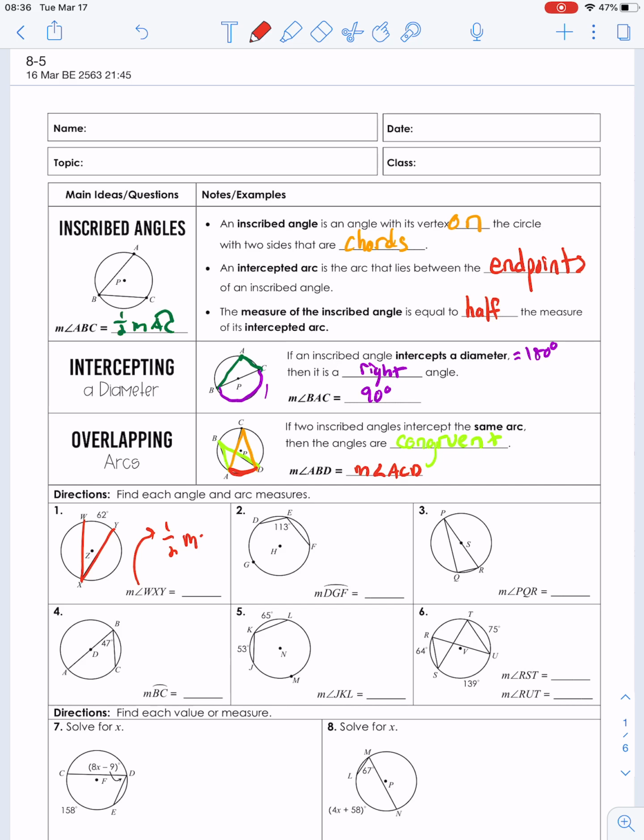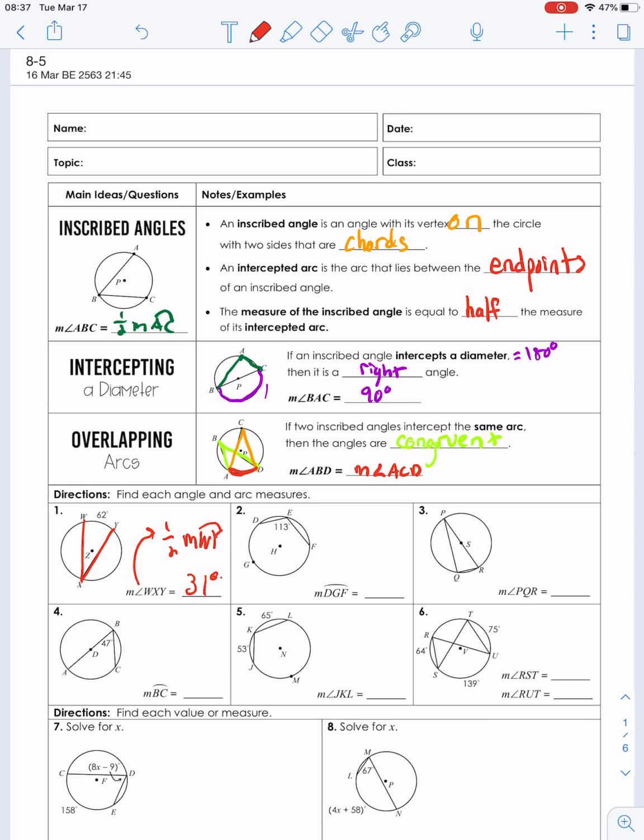Measure of WY's arc. So what is half of 62? 31 degrees. That's not degrees. There we go. Pretty easy. Not bad. Number 3, same thing.